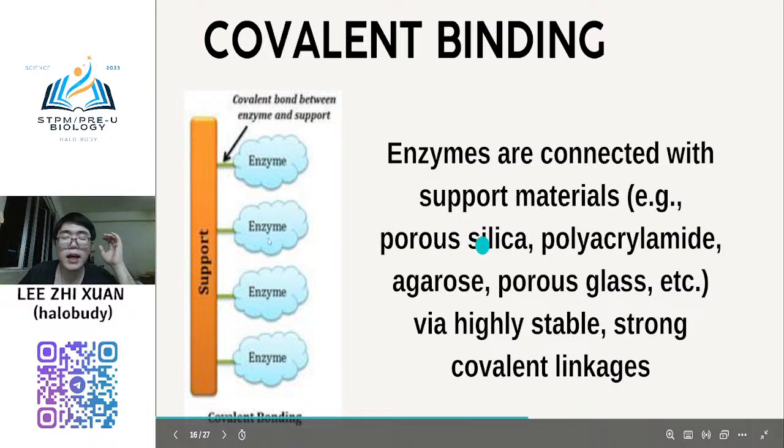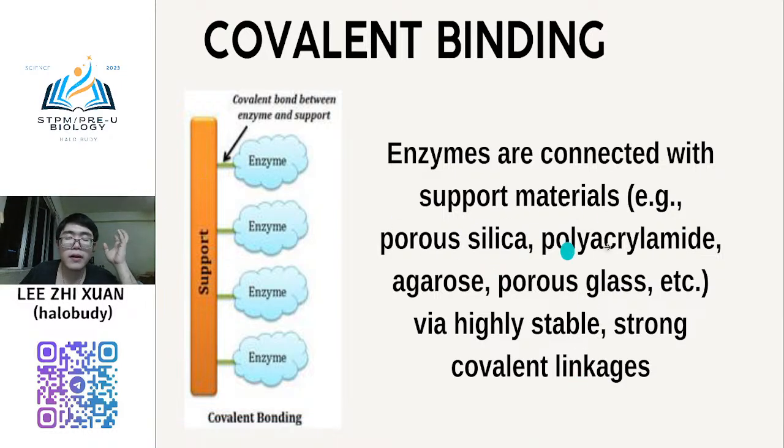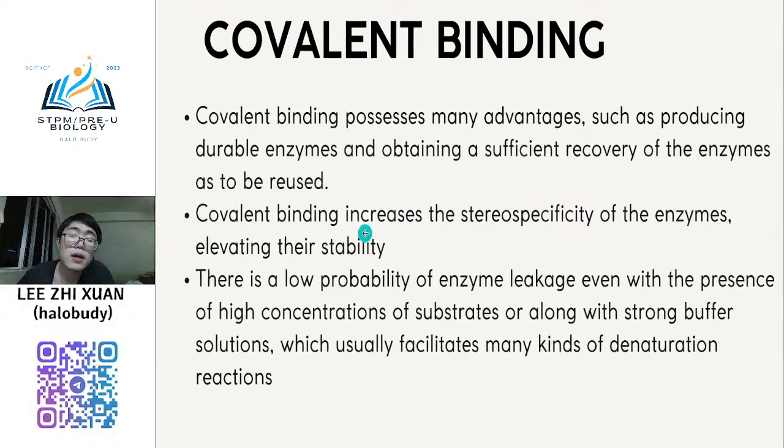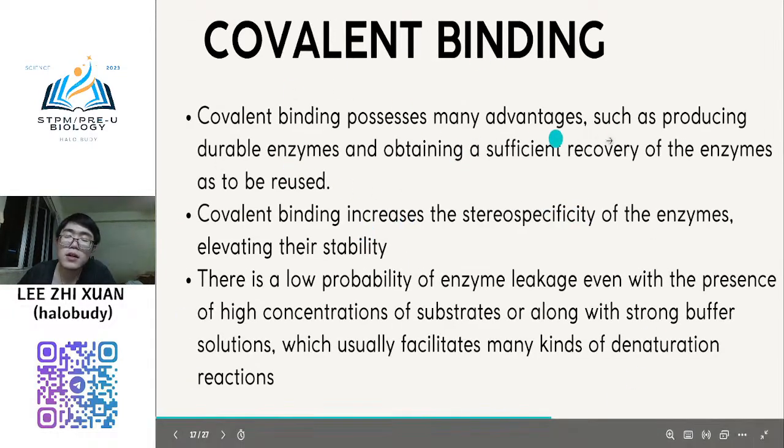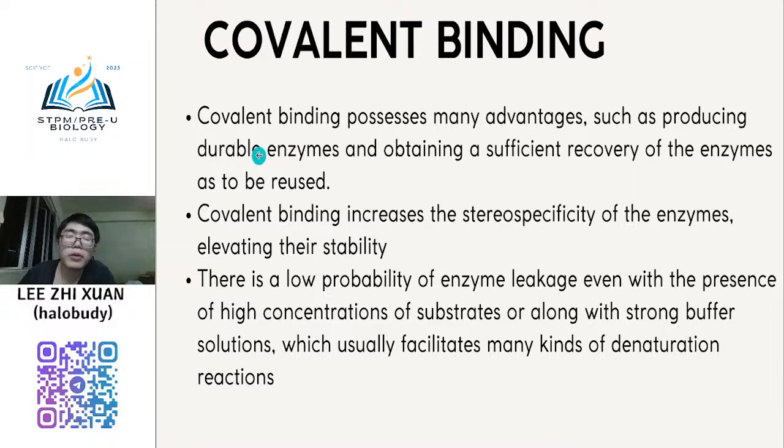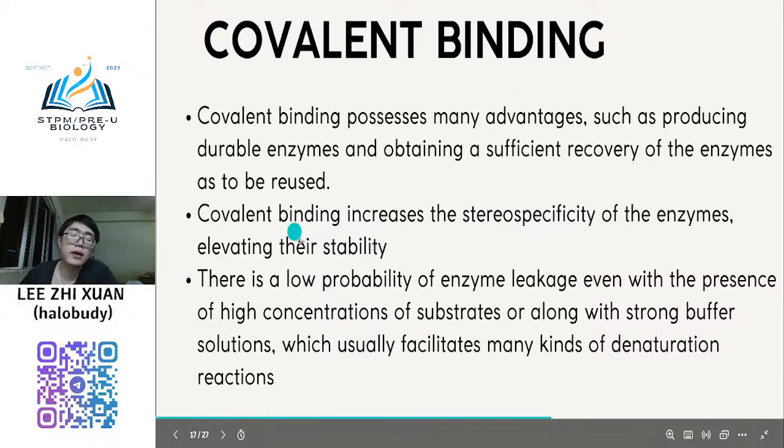These are examples of support materials: silica, polyamide, agarose, and porous glass. Okay. So normally the advantages are producing durable enzyme, obtaining sufficient recovery of the enzyme, increasing the stereospecificity of the enzyme, and a low probability of enzyme leakage. So these are the advantages there.